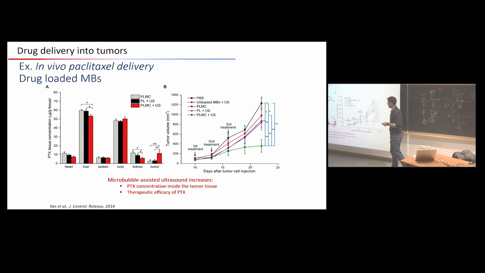This is another example in which the drug was paclitaxel, which is a chemotherapeutic, directly loaded into the microbubbles, and they show in the same way that they were able, not to destroy the tumor in that case, because that was a very aggressive tumor, but to reduce considerably the size of the tumor thanks to the combination of ultrasound and drug-loaded microbubbles.